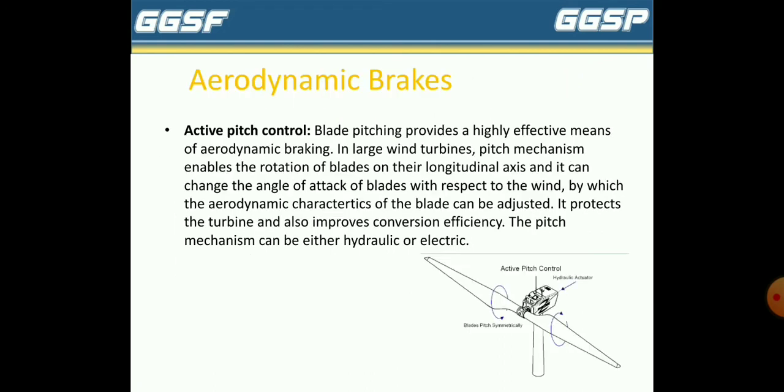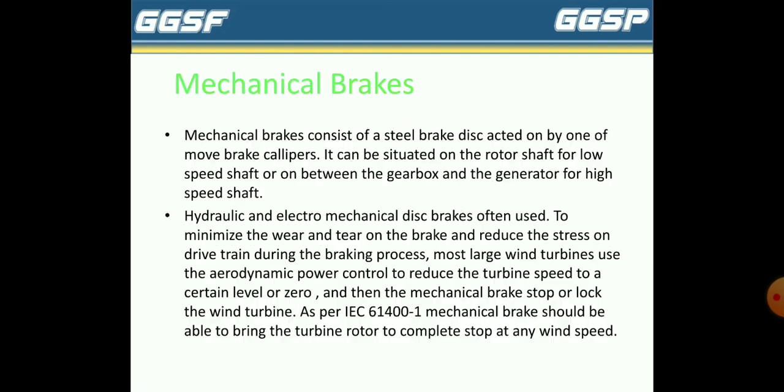First is aerodynamic brakes. Active pitch control. Blade pitching provides a highly efficient means of aerodynamic braking. In large wind turbine, pitch mechanism enables the rotation of blades on the longitudinal axis and it can change the angle of attack of blade with respect to wind, by which the aerodynamic characteristic of blade can be adjusted. It protects the turbine and also improves conversion efficiency. The pitch mechanism can be either hydraulic or electric.